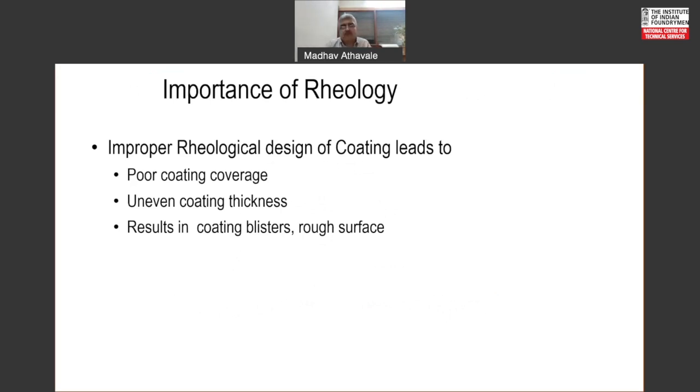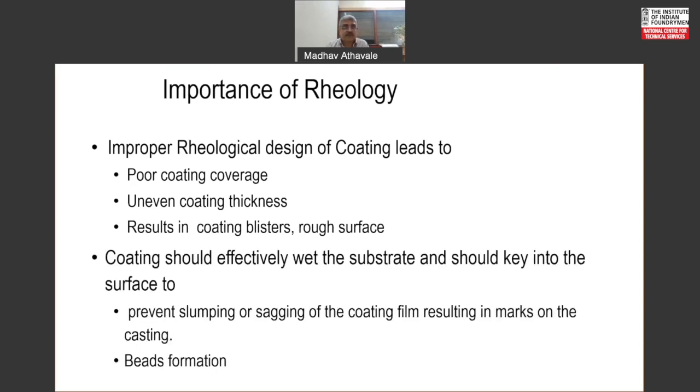Before I go on, a note on the importance of rheology: improper rheological design of a coating will mean poor coating coverage, uneven coating thickness, coating blisters, rough surface. Coating should effectively wet the substrate and should key into the surface. That will then prevent slumping or sagging of the coating film, and flow marks or bead formation will not happen.